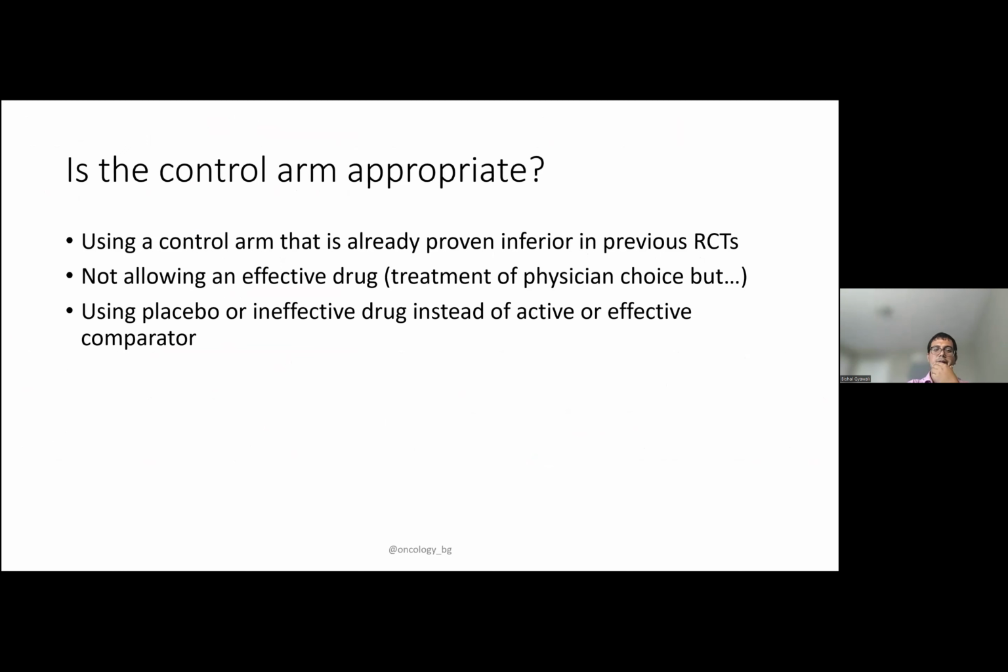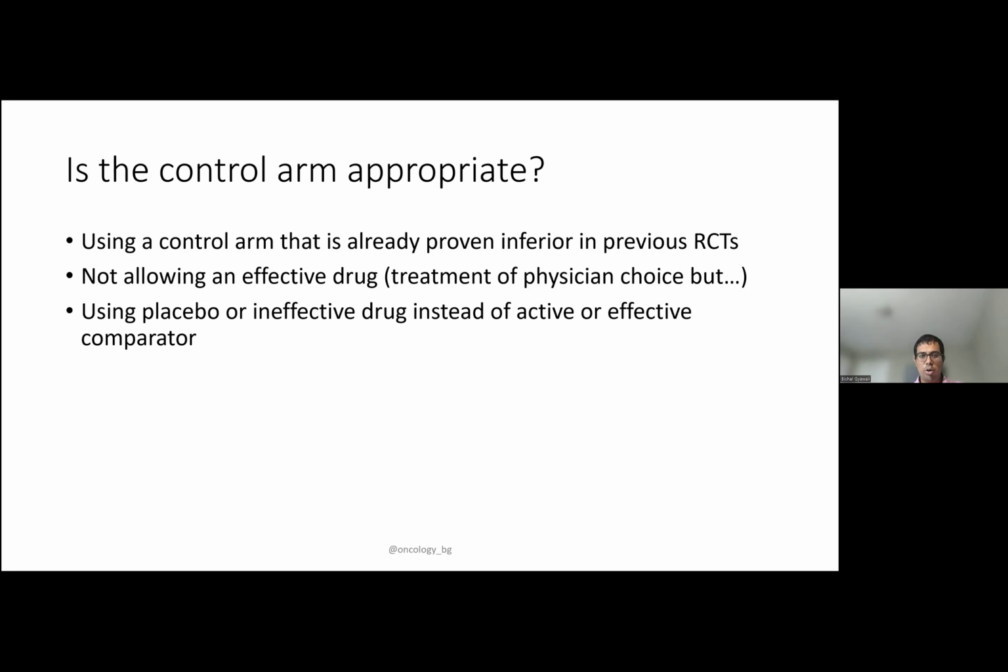Okay, so we talked about the representativeness of the patient population. The next question to ask is, what is the control arm patients getting? Is the control arm treatment appropriate? Because these clinical trials can be gamed by using a substandard control arm. So what do I mean by that? There are 3 ways of doing that.